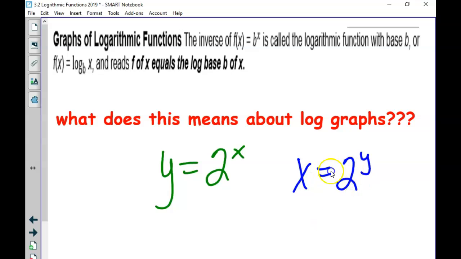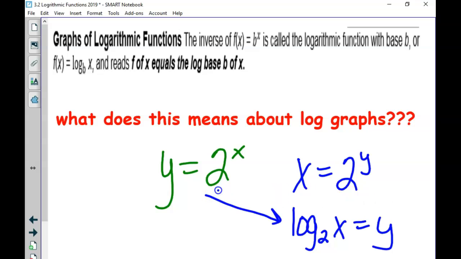We don't know how to solve for y here, right? But if you rewrite this as an exponent problem, what will it say? As a log problem? Log base 2 of x equals y. Remember, the answer to the log problem is the exponent. The answer is the exponent. So now did we solve for y? Did we get y by itself by rewriting it? Okay, so these are inverses of each other.